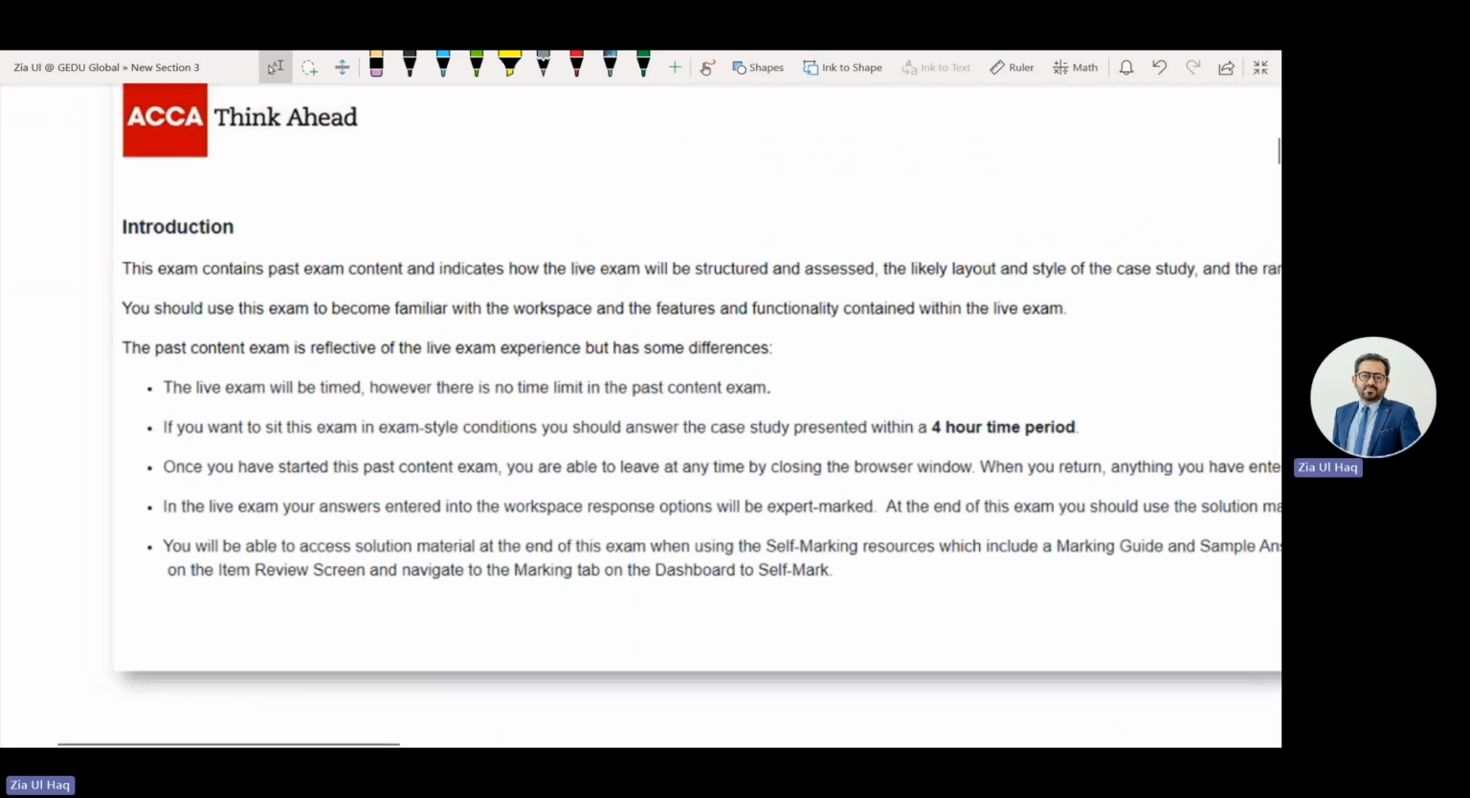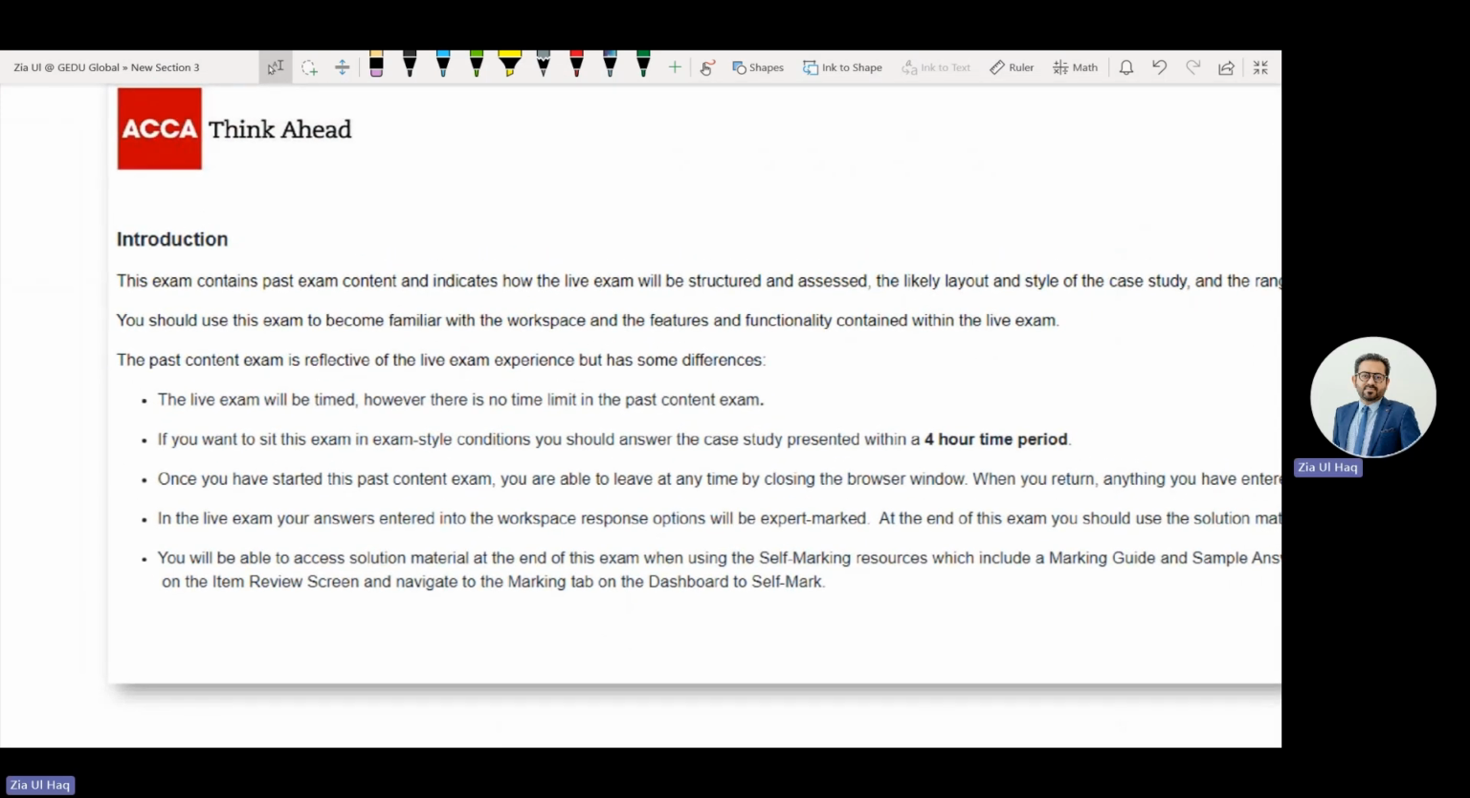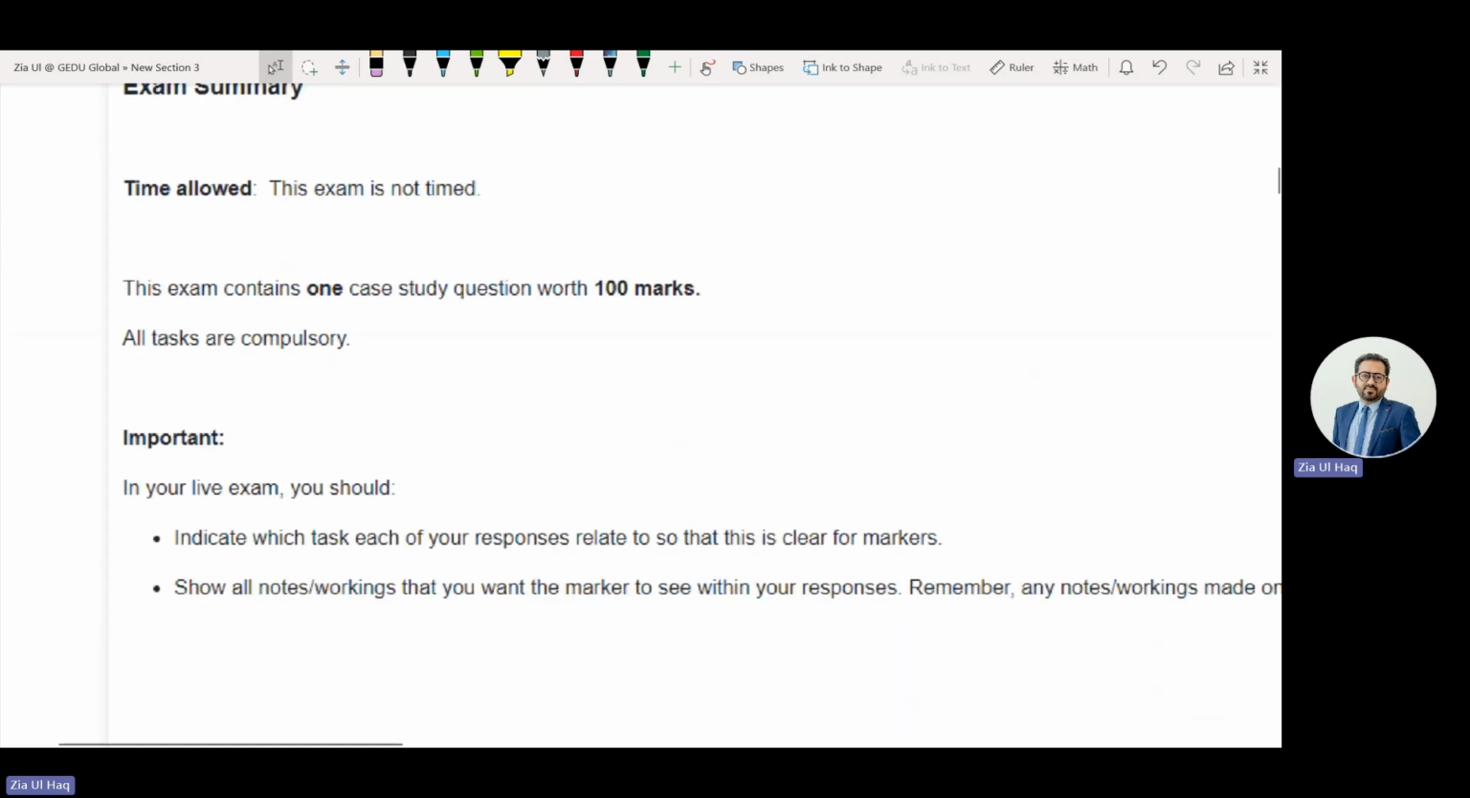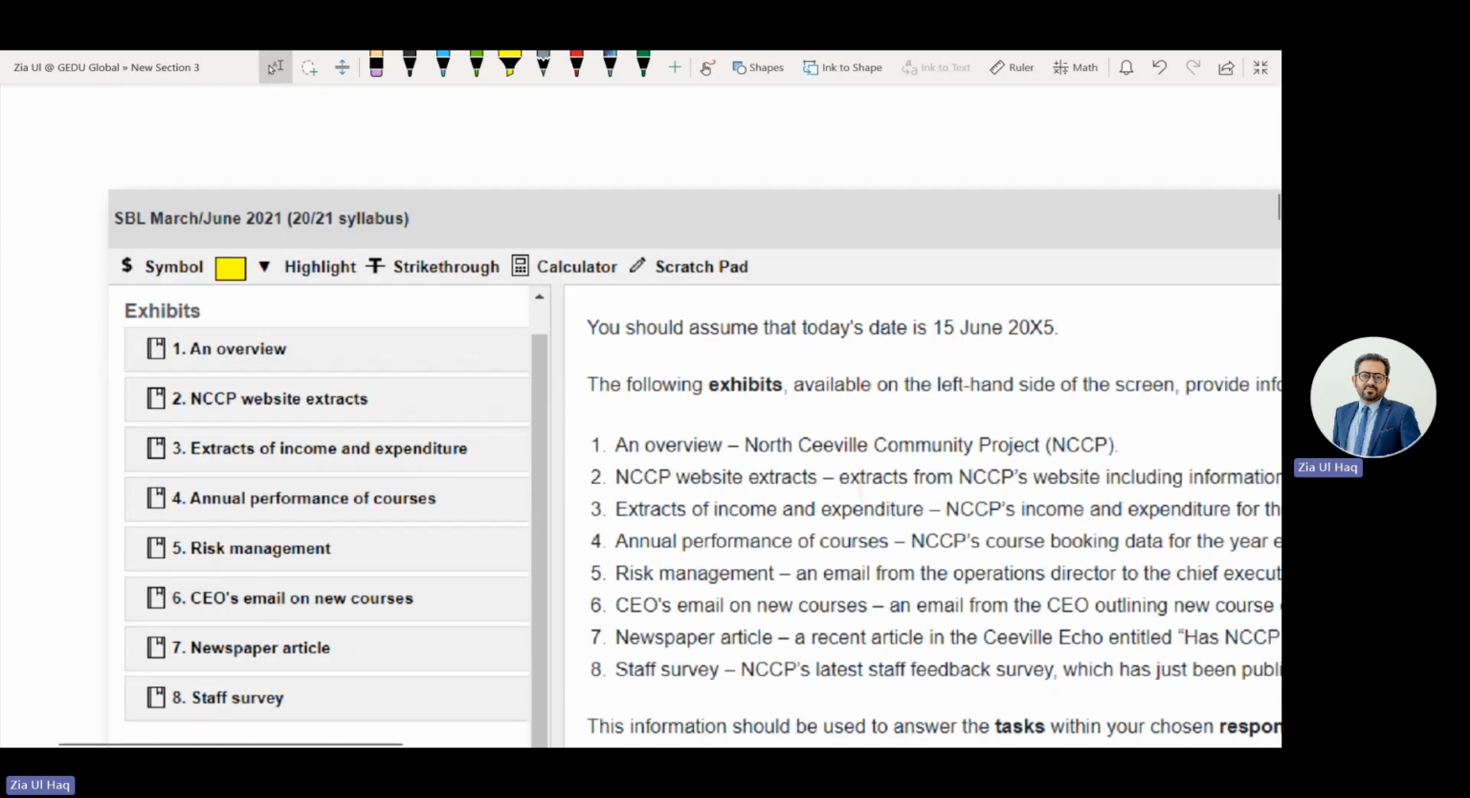So these are instructions for the student, how you need to allocate time, something like that. And at that time, this paper was for 4 hours. Now it's for 3 hours 15 minutes because there is pre-seen. So let's move towards the case study straight away.